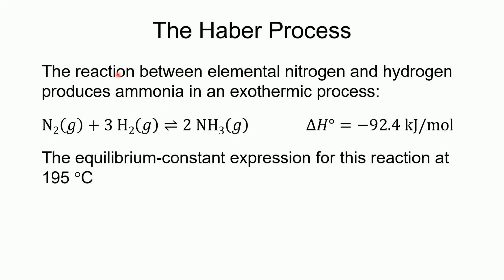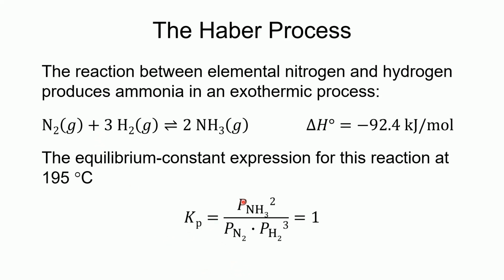Okay, so I've chosen 195 degrees Celsius for a reason. I will warn you that this reaction doesn't work at 195 degrees Celsius. The activation energy is too high. You need a catalyst, but even with the catalyst at 195, it just won't work. But the reason I chose 195 is that at 195 degrees Celsius, it just so happens that the equilibrium constant comes out to 1. So let me write the equilibrium constant expression.